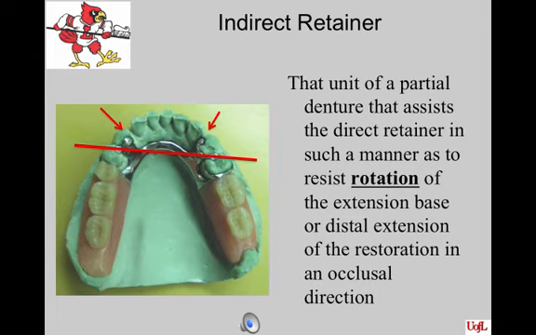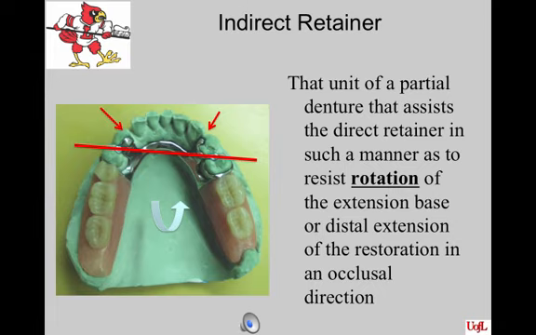The indirect retainer is that unit of the partial denture that assists the direct retainer in such a manner as to resist rotation of that extension base in an occlusal direction. The two rests on 22 and 28 are the indirect retainers. In order to qualify as an indirect retainer, the rest must be placed in a prepared surface called a rest seat that allows for a positive occlusal support for the indirect retainer. It can't just lean against an inclined plane.